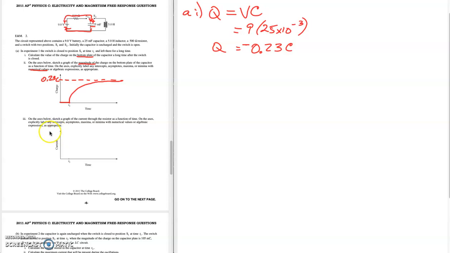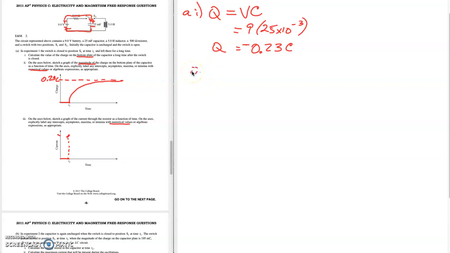Down in part 3, again with numerical values. Also, until T1 there is no current. And then at T1 it jumps up to its initial value, and we will need to find that. So coming back up here to the circuit, we have 9 volts, 500 ohms, and that's going to be 0.